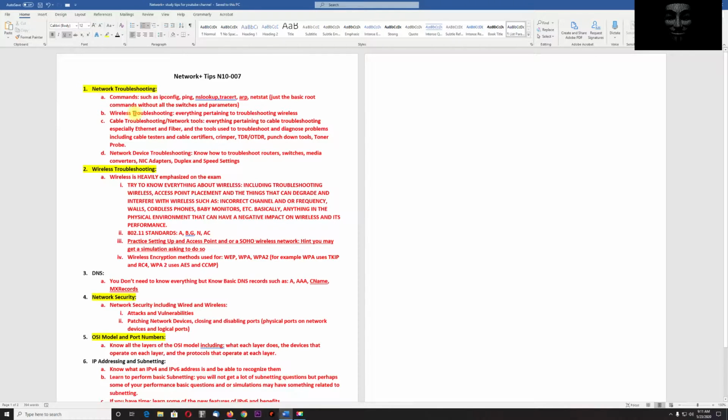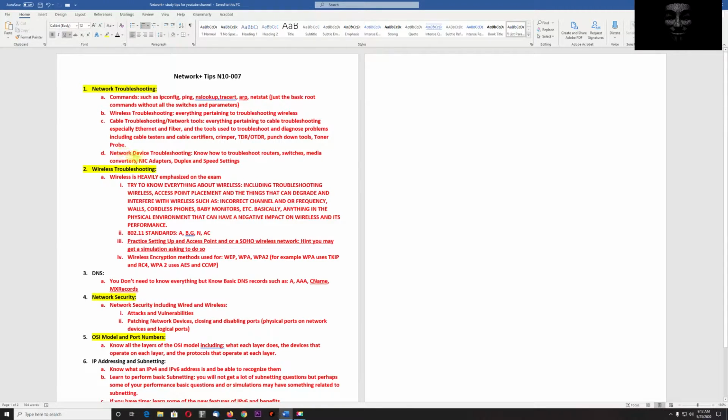Another thing that I want to emphasize when it comes to wireless troubleshooting: know everything pertaining to wireless troubleshooting. Cable troubleshooting and network tools. Know how to troubleshoot cables, especially and mainly fiber and Ethernet, and the tools that you use: cable testers, cable certifiers, crimpers, TDR, punch down tools, toner probes.